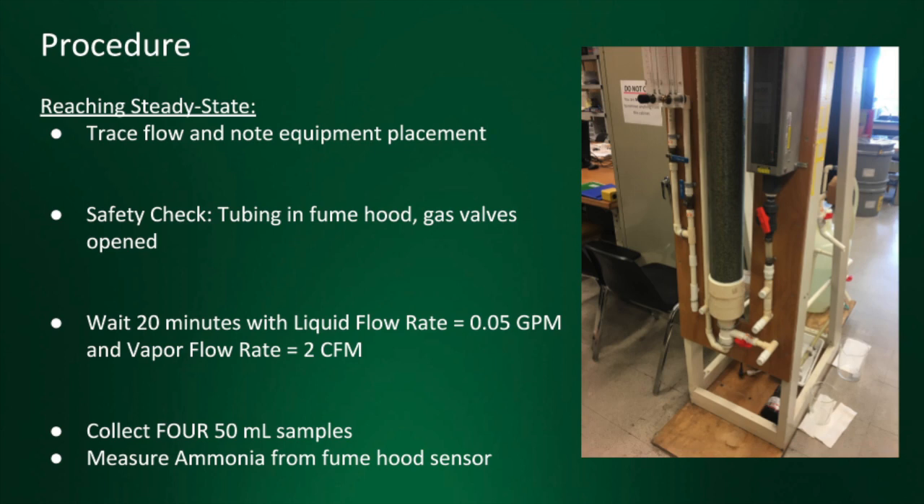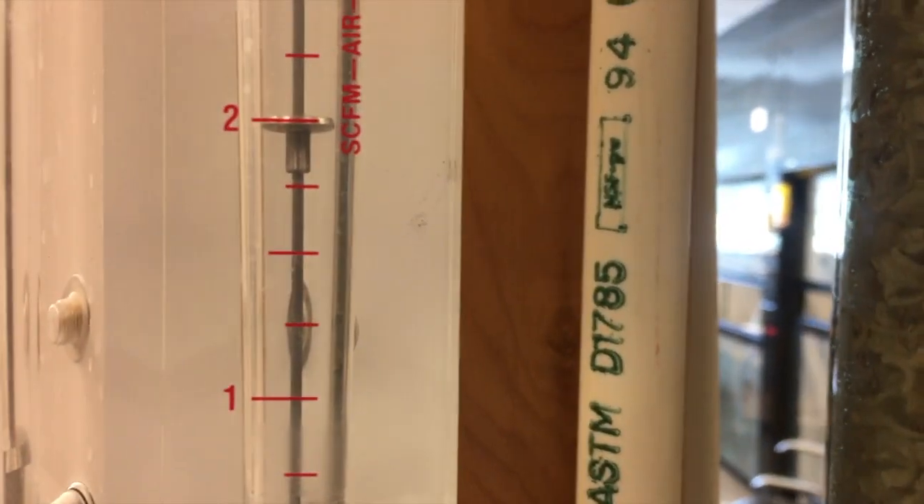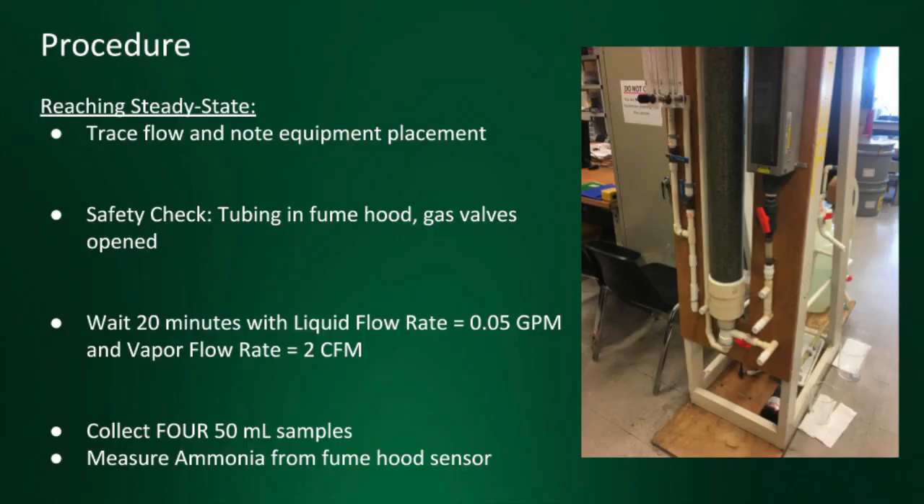Once you've ensured the safety is in place, you can go ahead and turn on the blower and pump. Once you do this, you'll adjust the liquid flow rate to 0.05 gallons per minute and the vapor flow to roughly 2 cubic feet per minute. You'll also want to check that there's no flooding in the column. After the flow rates have been reached, you will wait 20 minutes for the column to reach steady state. This will allow us to take samples.